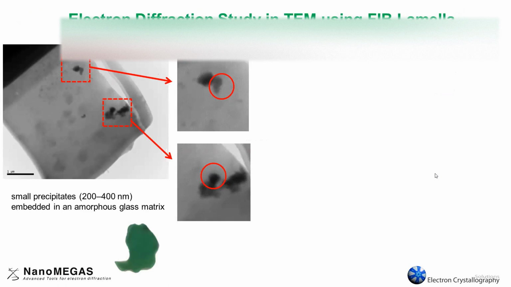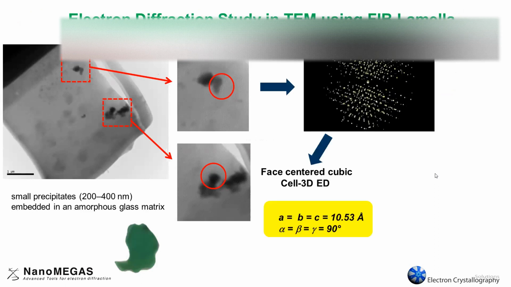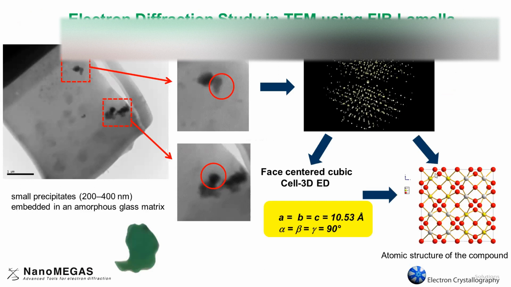Okay, and in the next step, we collected 3D electron diffraction data from the small precipitate. The precipitates are crystalline, but the glass matrix is amorphous. From the 3D electron diffraction data, the unit cell was determined, and it is a face-centered cubic phase. Then the atomic structure of the phase was determined, and the phase is a lead antimonate.